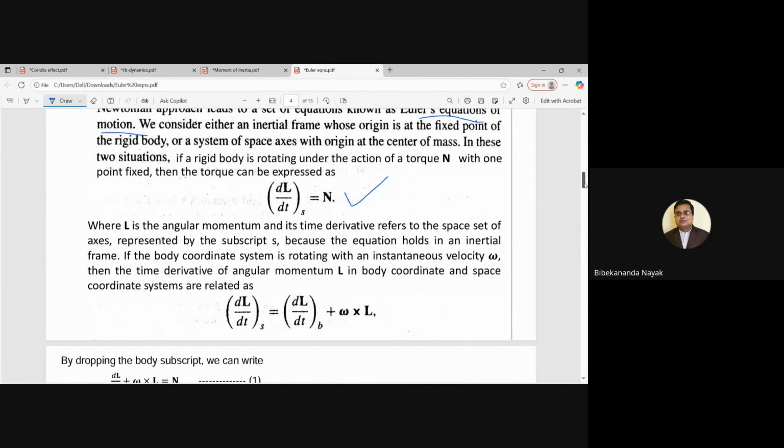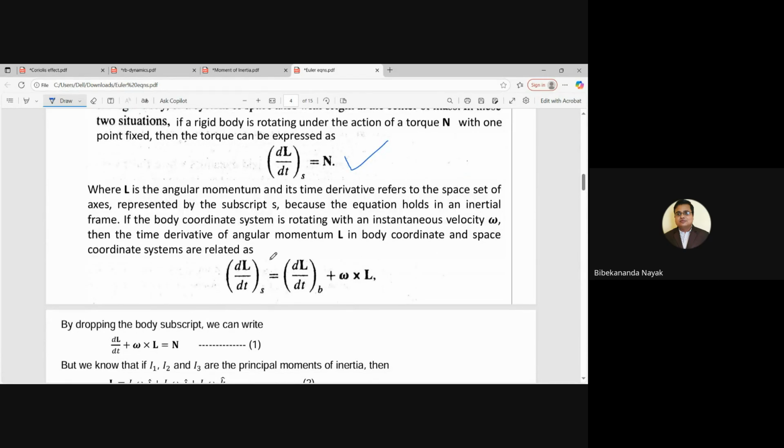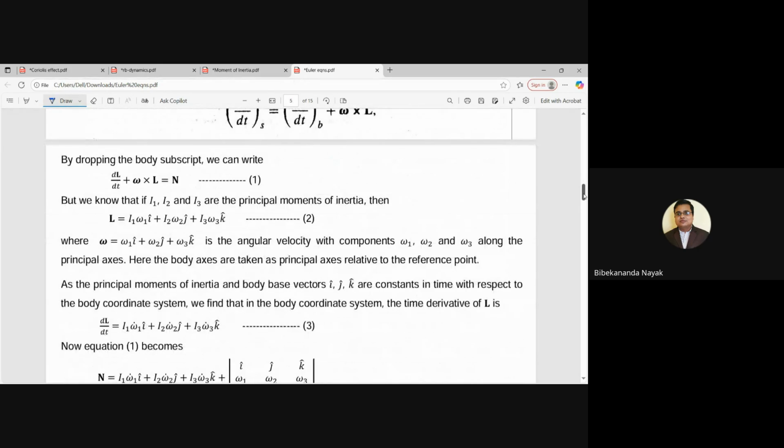Okay. So now using the rotating formula, we know dL/dt in space is equal to dL/dt in the body, or rotating, plus omega cross L. Now this must be equal to N. So the right hand side must be equal to N. So dL/dt plus omega cross L is equal to N.